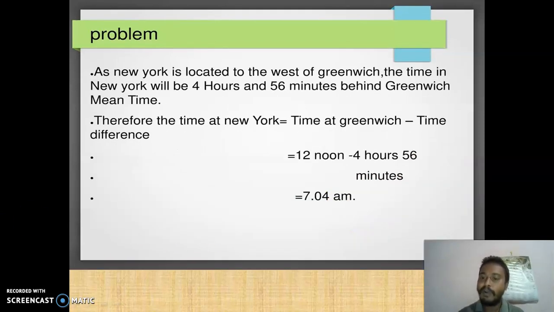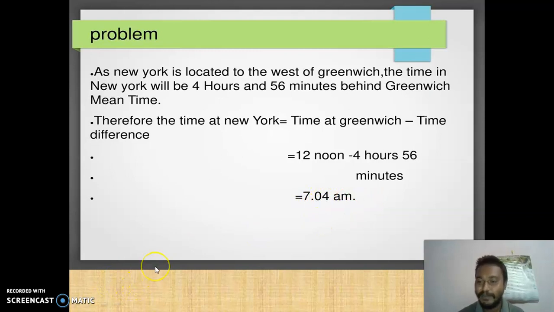Okay. Now what did I tell you? When we calculate the west, where is New York? New York is in the western hemisphere and India is in the eastern hemisphere. What did I say? In the eastern hemisphere we do what? Plus from GMT, Greenwich Mean Time. Western hemisphere, what do we do? Minus. So the time at Greenwich is 12 noon and we will minus the time difference. What was the time we just found? 4 hours 56 minutes. So from 12 noon you minus 4 hours 56 minutes, then it is 7:04 a.m.